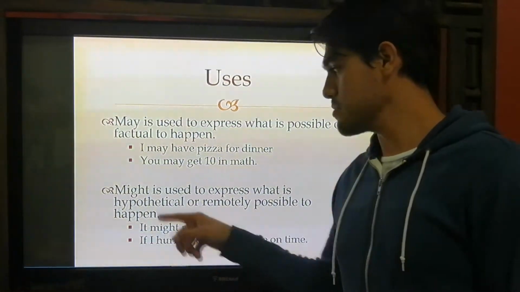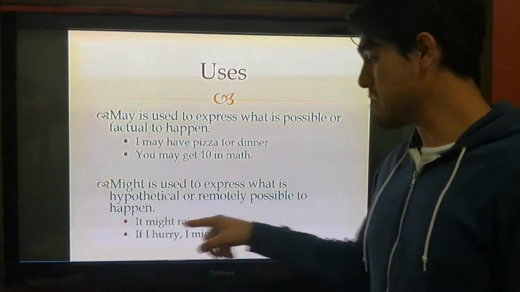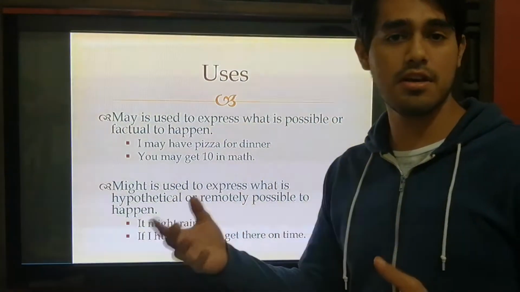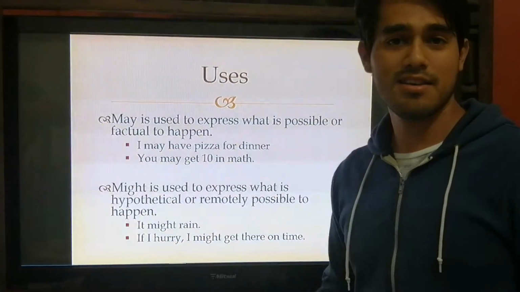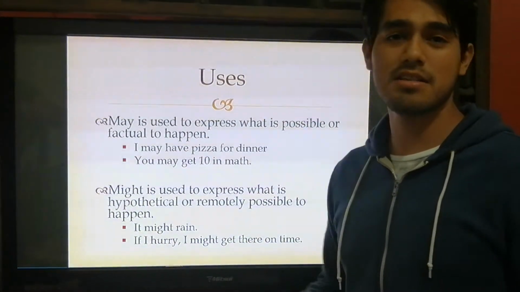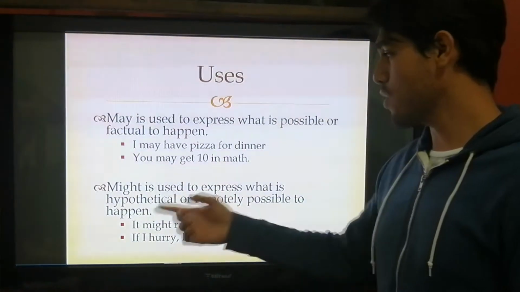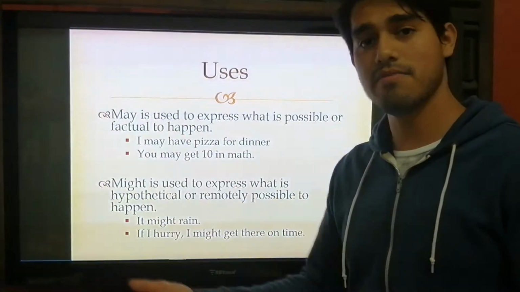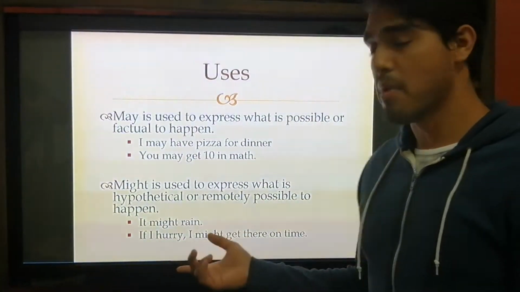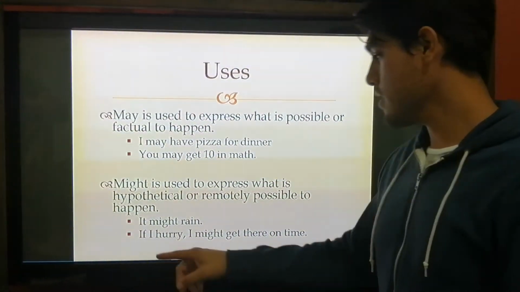Here I have two examples of might. The first one says, "It might rain." Are you sure it is going to rain? Well, we don't know. The weather is not predictable, right? Sometimes it is, but sometimes it is not. That's why we use might, because we don't know what is going to happen in the future. We're not sure about that.